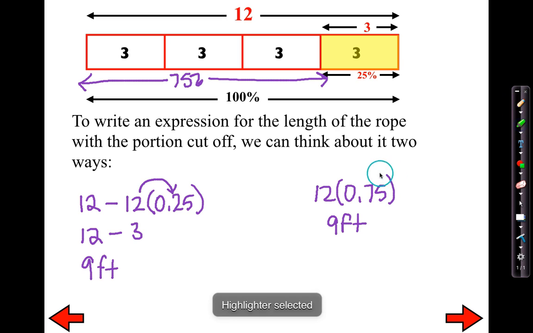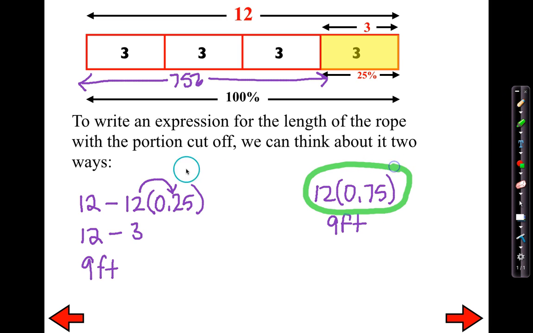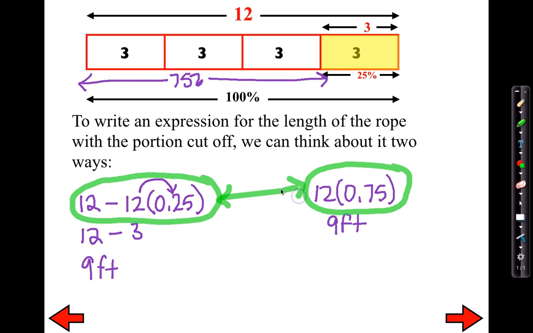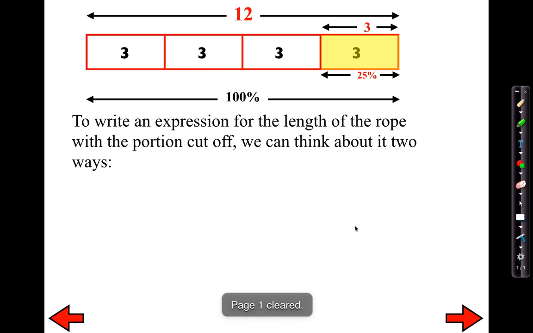So you're going to notice here, this expression is equivalent to this expression here. Equivalent expressions are basically expressions that are expressed in different ways, but they do represent the same exact value. So notice these two expressions are not identical. However, they do lead us to the same value, which is going to be our 9 feet.